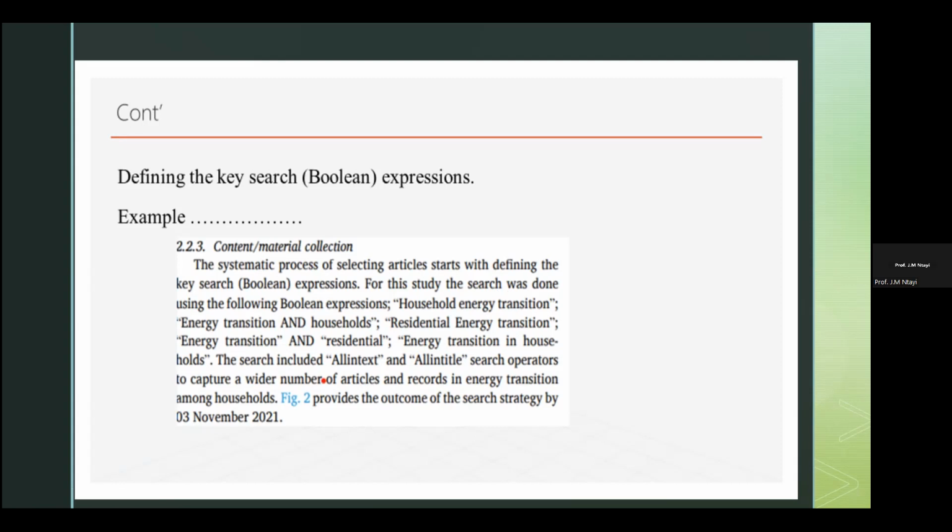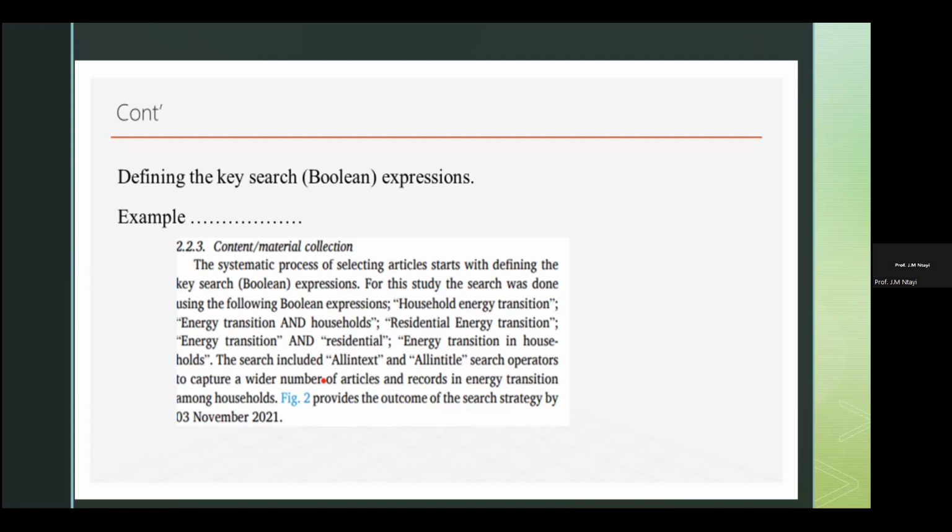And I remember professors saying that at some point, you might need even to go and look for the synonyms. For example, when you look at household and residential, they are very close. So if I'm looking for the articles that are talking about energy transition in households, it is possible that I can easily get similar information when I say energy transition or residential energy transition or energy transition and residential. So if I put these words separately as they are, it is possible that I could easily pick different papers, but speaking to the same thing.